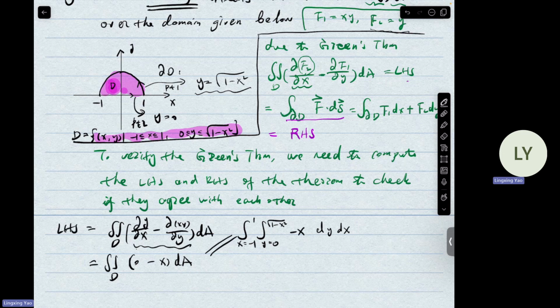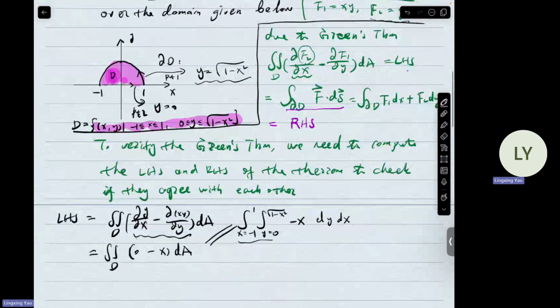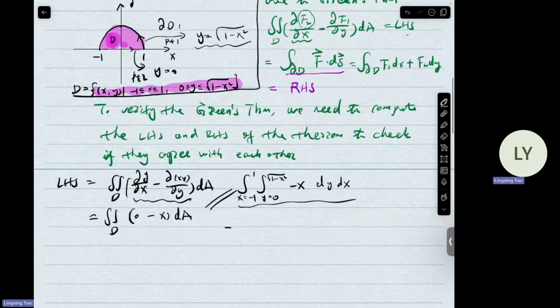Okay, so we have the iterated integral set up. This negative x, we are integrating it with respect to y, so it is just negative x times y, and the y is between 0 and 1 minus x squared. So this is what we have.